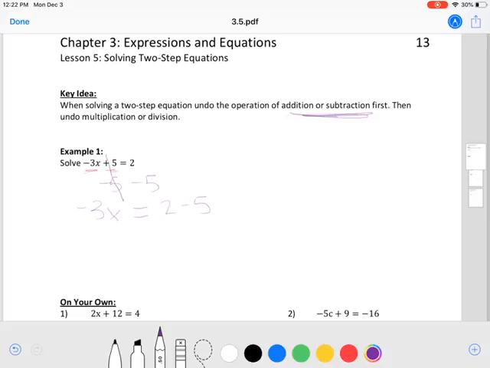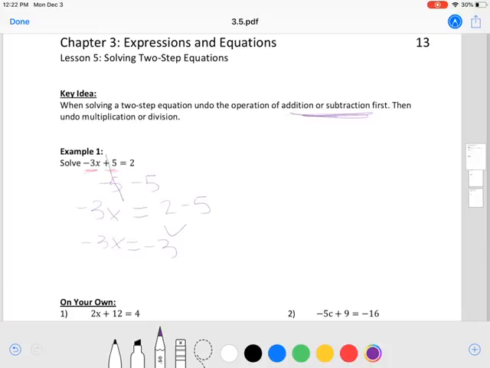We can simplify that further because we know 2 minus 5 is negative 3. So negative 3x equals negative 3. Whenever you're subtracting a larger number from a smaller number, like 2 minus 5, it's always going to be negative. So think, if you have $2 in your bank account and then you take out 5, you're overdrawing. You don't have $5. So you're going to owe the bank $3, so it's going to be negative 3.